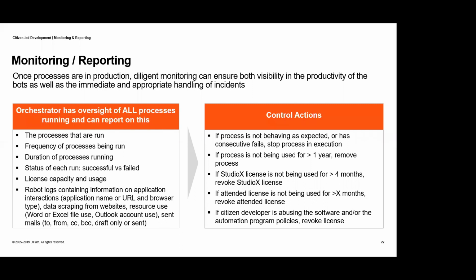And here are some examples of control actions that administrators can take. For example, if a process is not behaving as expected or has consecutive fails, stop the process in execution. If a process is not being used for over a year, remove the process. If a StudioX license is not being used for over X number of months, revoke the license. If a citizen developer is abusing the software or the automation program policies, revoke the license. So monitoring and reporting can help guide the control actions and keep the program safe.